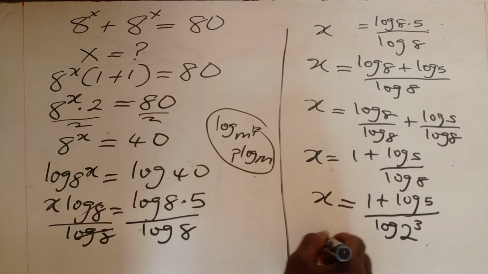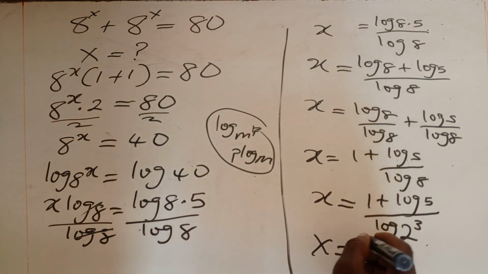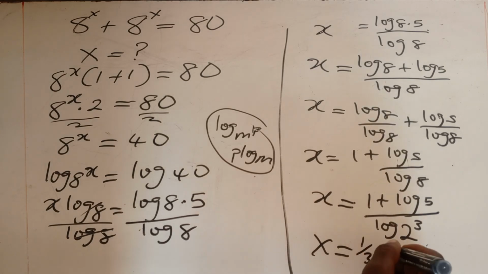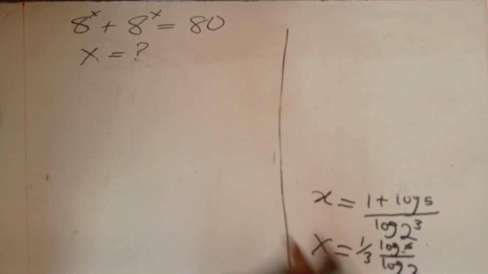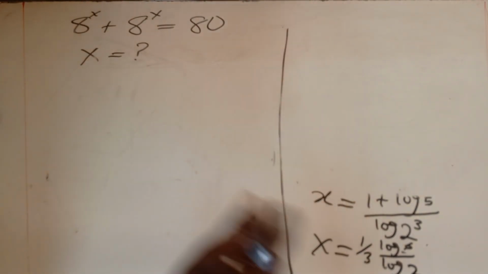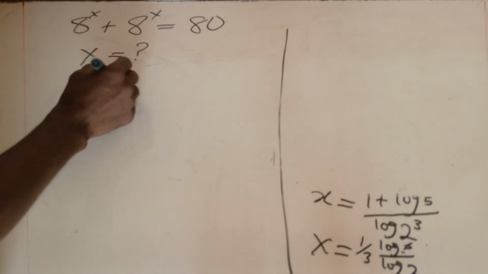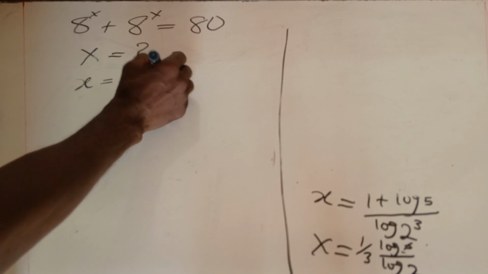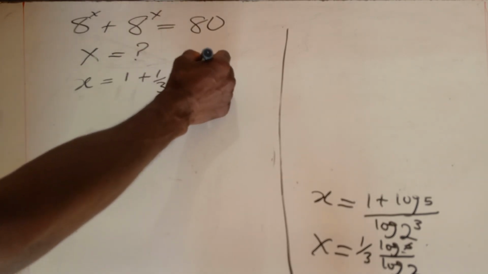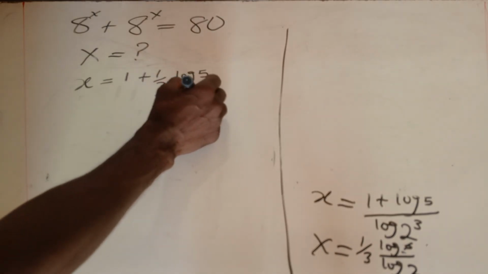Then we can also have x equals 1 plus 1 over 3 times log 5 all over log 2. Then we can clean up and continue. We continue by saying we have 1 over 3 log 5 all over log 2. We have x equals 1 plus 1 over 3 log 5 all over log 2.